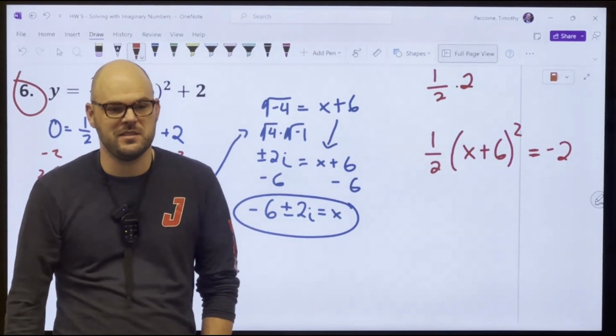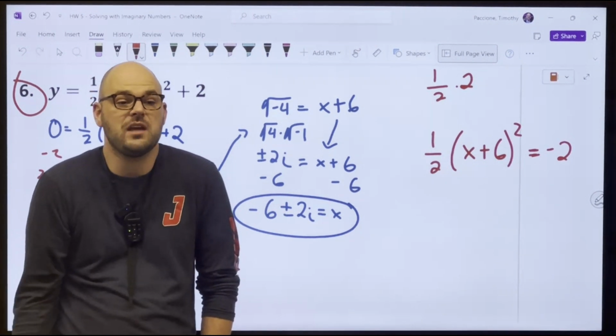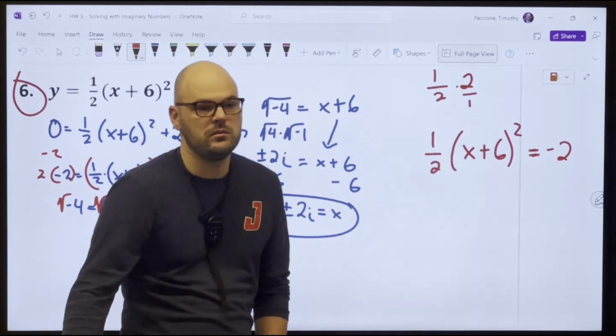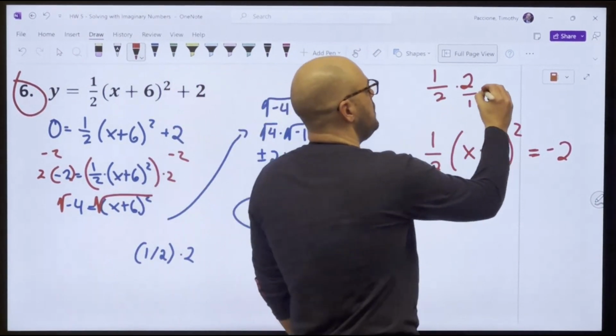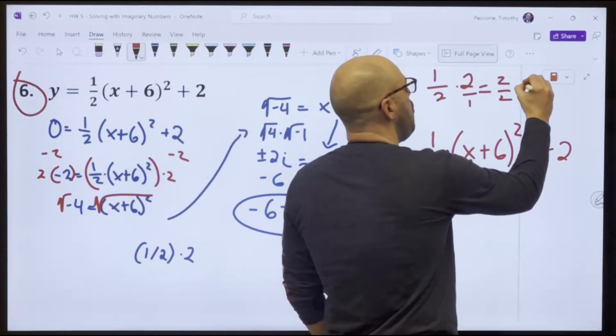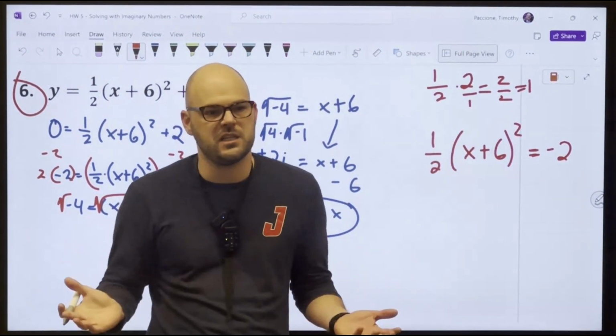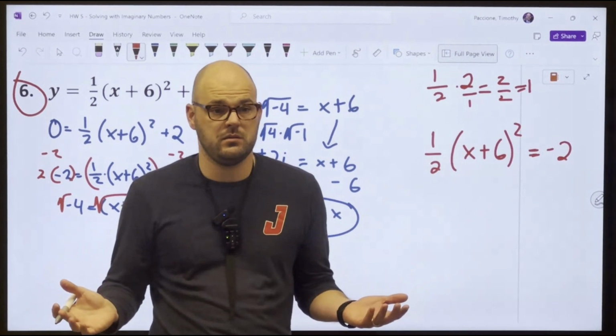You tell me what happens. What's 1/2 times 2? Put the 2 over 1, right? Multiply across. You get 2 over 2, which is 1. So this becomes 1 times x plus 6 squared, which is just x plus 6 squared. So it goes away. Okay?